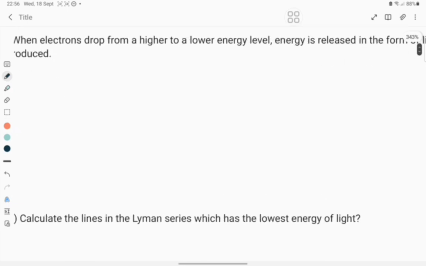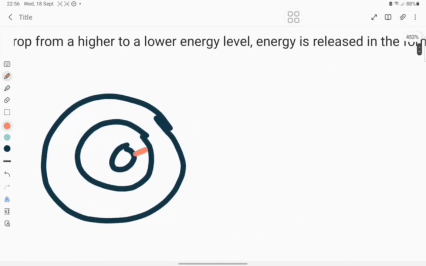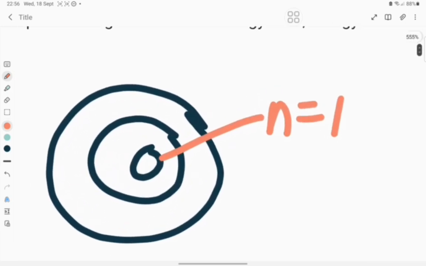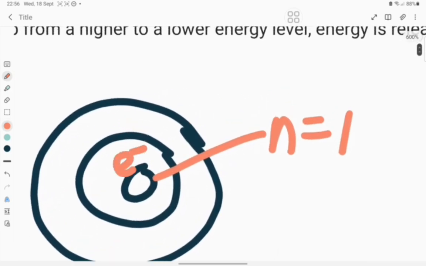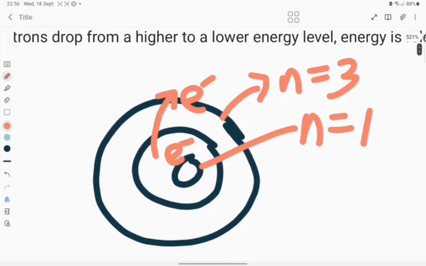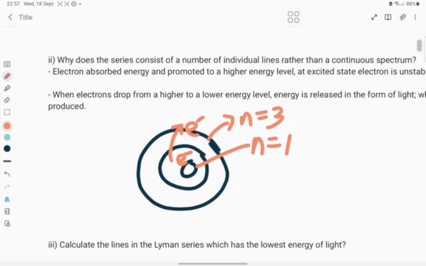Okay, so basically it is like this. For example, here is n equals to 1. When the electron absorbs energy, it will move to a higher energy level. Okay, so for example, it moves from n equals to 1 to n equals to 3. So in this situation, the electron is in an unstable state. Okay, it is in the excited state and it is unstable.